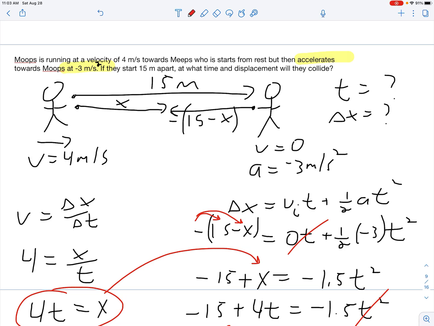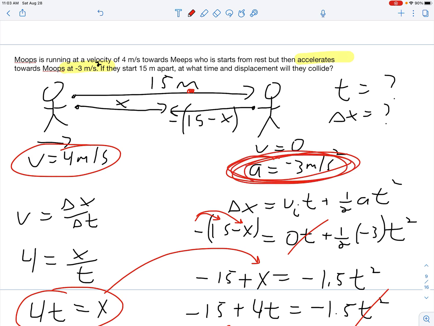Yeah, it's actually a little more than halfway, which makes sense because he's going 4, she's going 3. It's a little more than halfway. Oh, but she's accelerating. But still, it's going to take her time to accelerate up to speed. So it does make sense that he's already moving and she's starting slow and has to speed up. So it does make sense that it's going to be a little more than halfway.